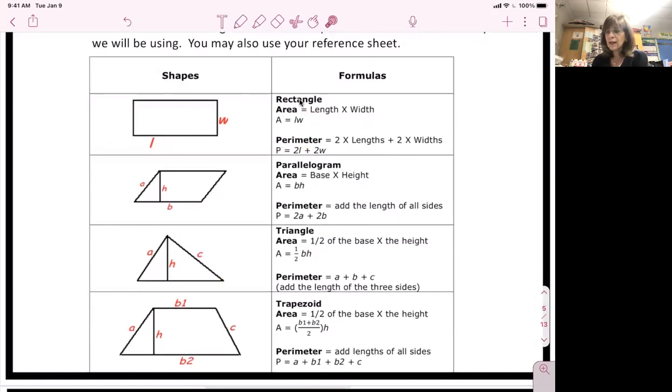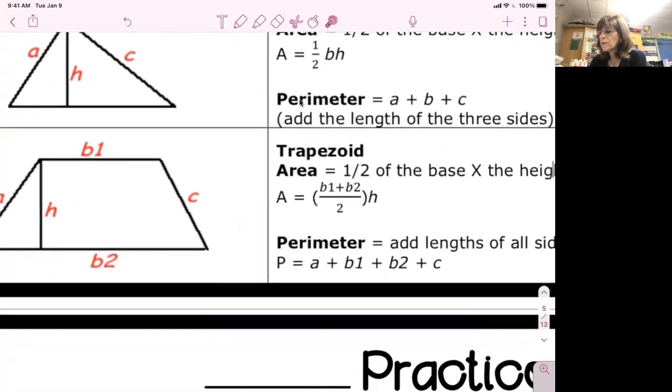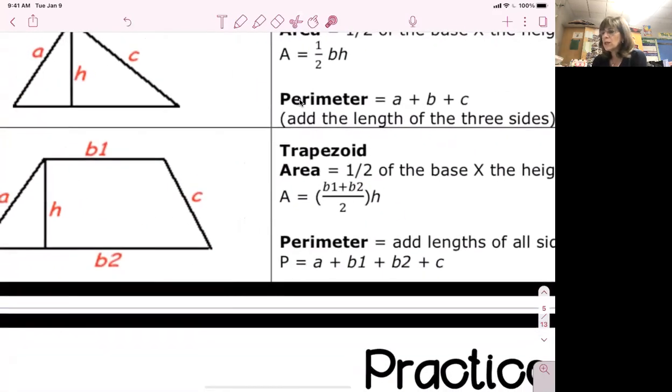We're going to practice a lot with these, but probably the new one is the trapezoid. And what you may have done in 6th grade is found the area of a triangle here, the area of a triangle here, and then the area of a rectangle. But now in 7th grade, we want you to use this formula: base 1 plus base 2 divided by 2 times the height.